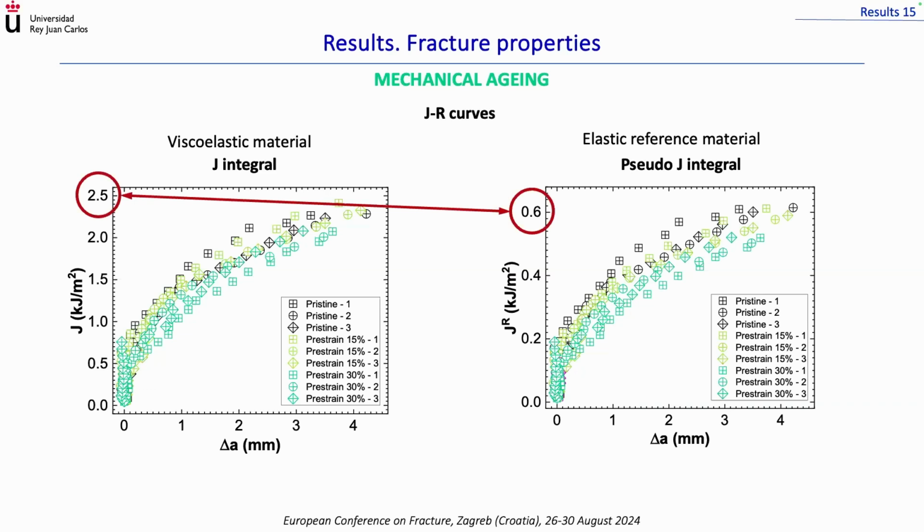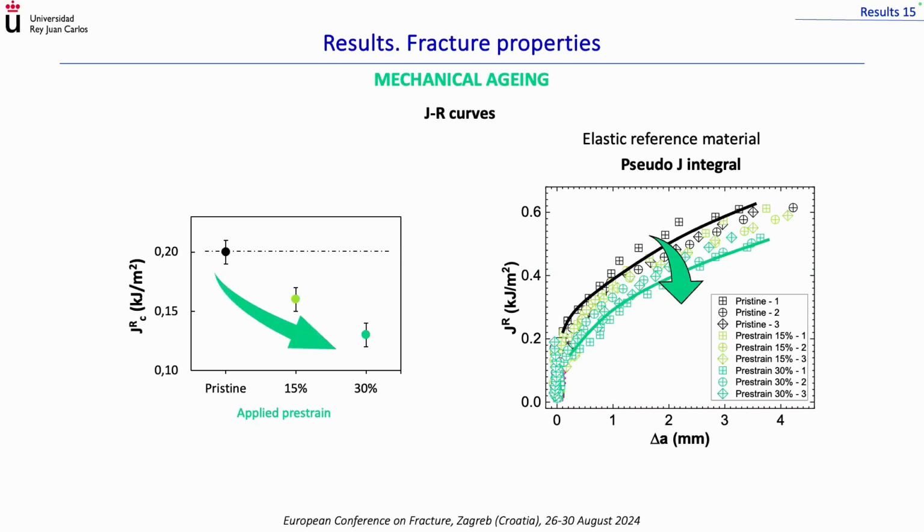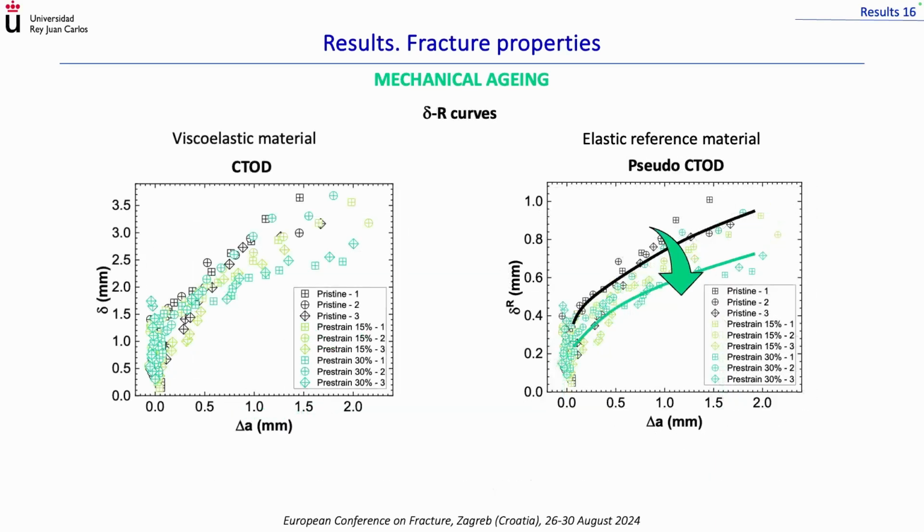First of all, the viscoelastic correction is strong indeed, and once the viscoelastic dissipation is discarded in the reference elastic material, we observe a worse fracture response with the level of prestrain, both at propagation and at the values of the energy for crack growth initiation. And the reason: mechanical aging produces the debonding of the particles from the matrix. So we have more holes in the material. The very same trend is observed in the resistance curves in terms of the crack tip opening displacement.